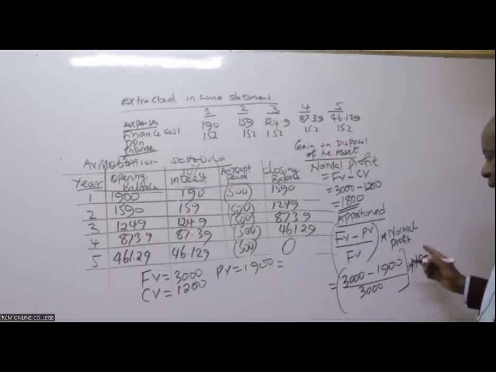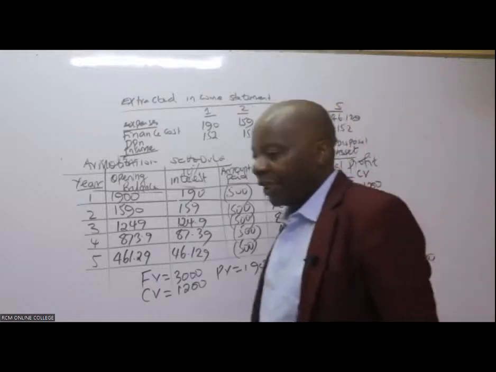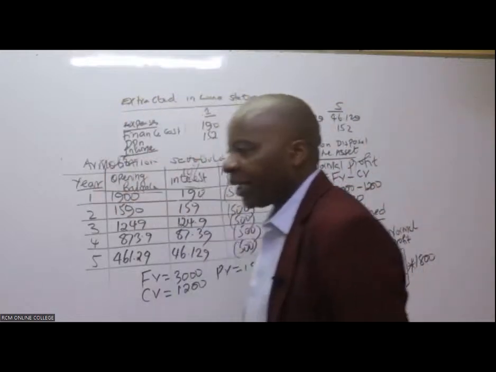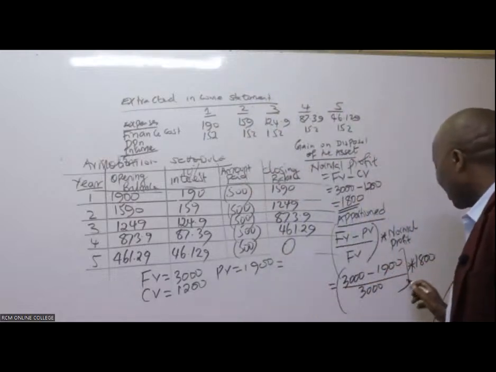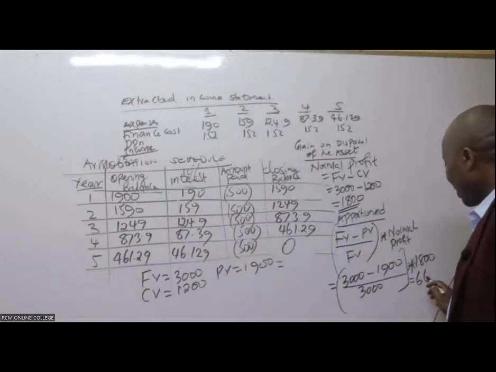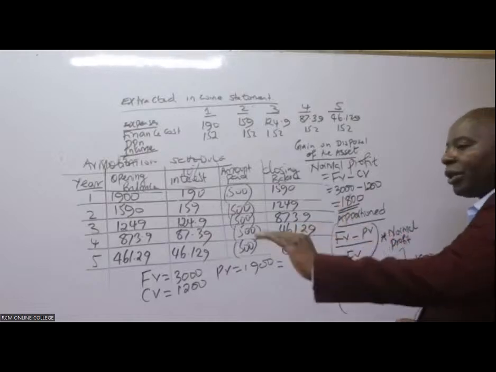Is there anybody who is able to give us the apportioned profit? It is 660. So this apportioned profit is what you recognize because you sold the asset.